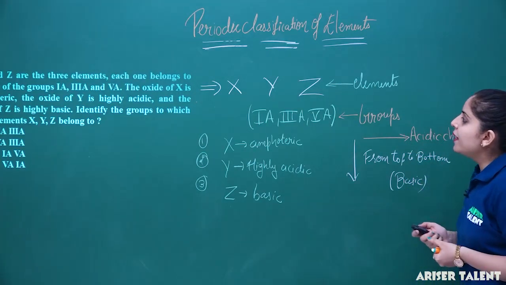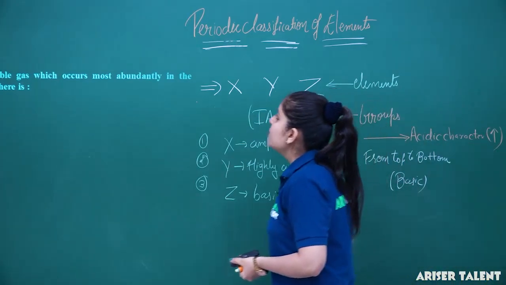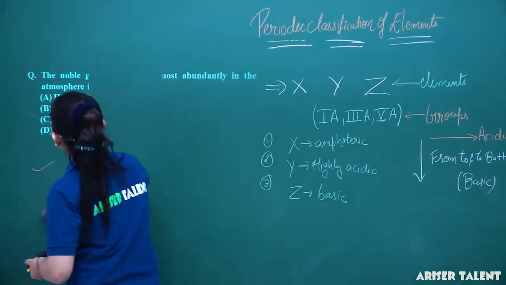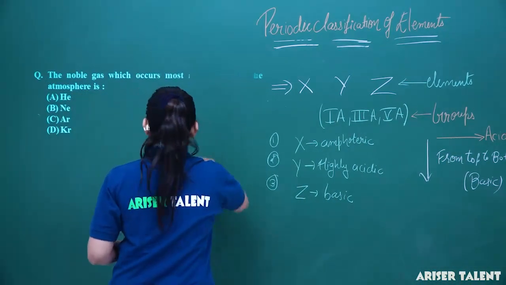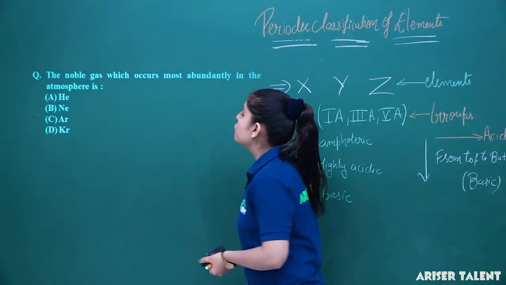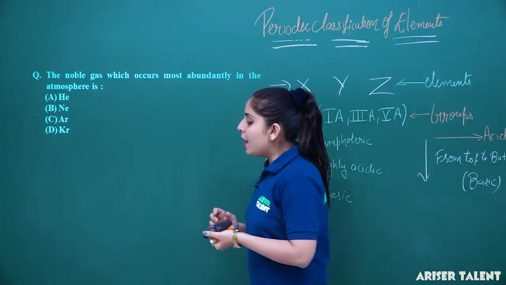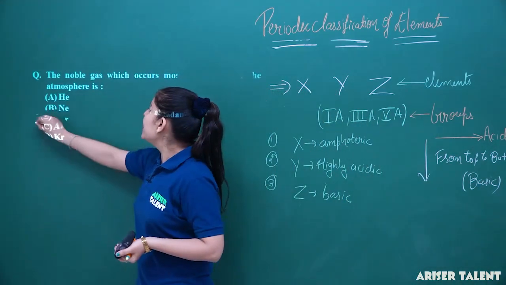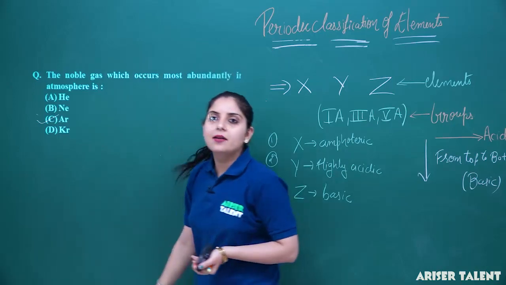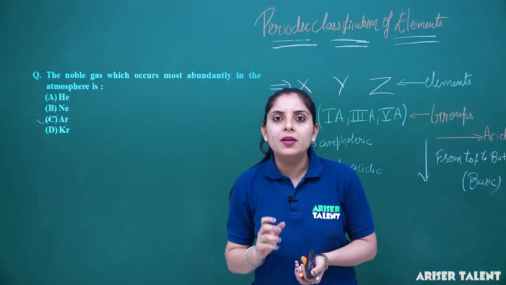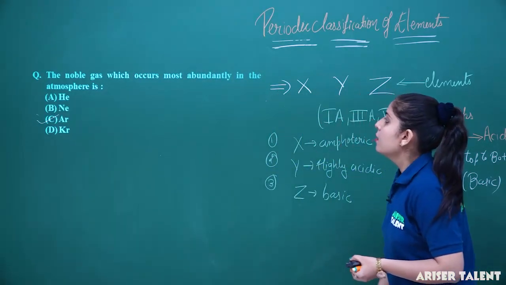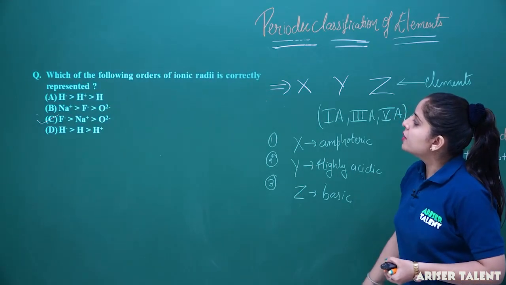Now we have our next question. The noble gas which occurs most abundantly in the atmosphere. So the gas which occurs most abundantly in the atmosphere will be argon. The options here are helium, neon, argon and krypton. So the only gas that is found in abundance is argon. This is the most abundant noble gas found in nature. Let's have a look at the next question.